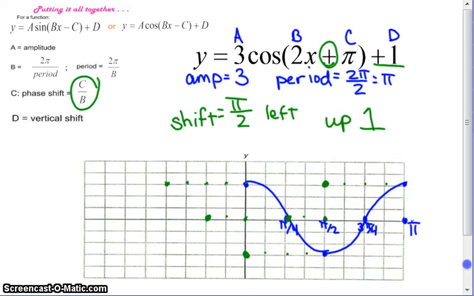Now I've got to take each of those and move them up 1. So here's my first big point. I should probably do that in a different color so it stands out better. Here's my first big point. Move this one up 1. Take this one up 1. Take this next green one, move it up 1. And this last one, move it up 1. I have a lovely picture of my cosine graph, and I can extend that as I need to, and I've got just a great picture of what's happening here.